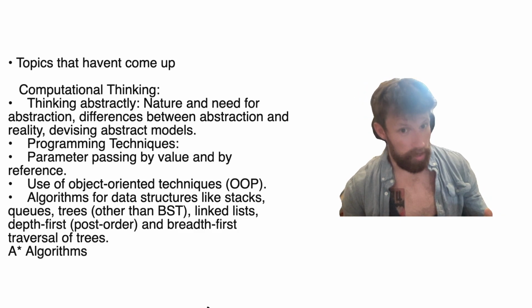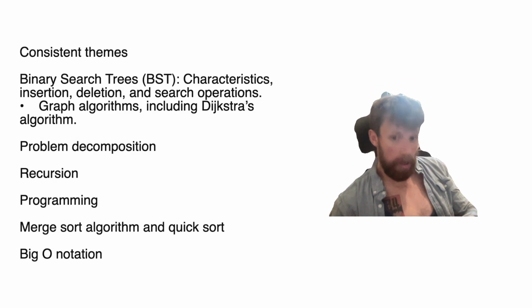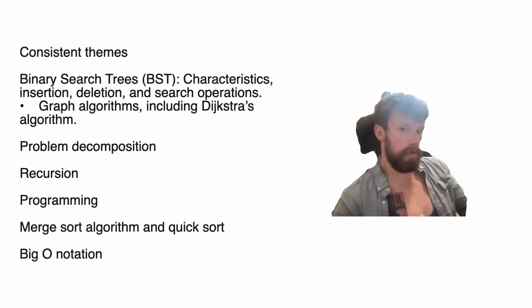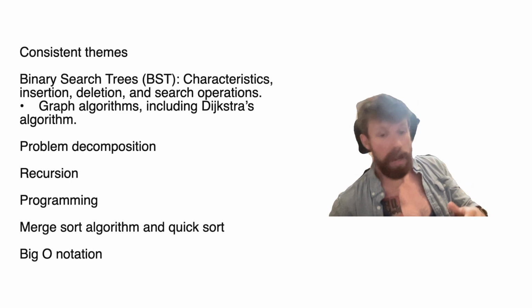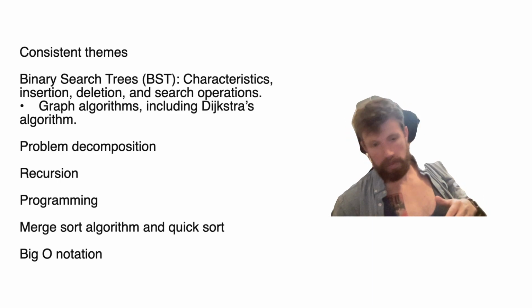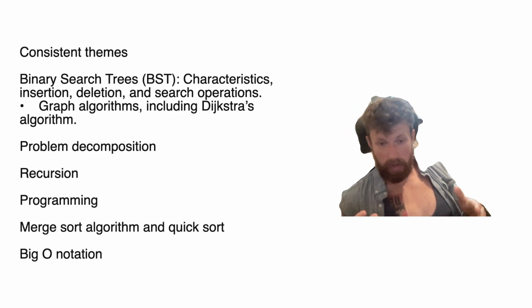So the topics that haven't come up are thinking abstractly, OOP, data structures such as stacks, queues, and also A-star algorithms. To add to the topics which haven't come up, we're also going to go for consistent themes that come up. I've had a look through all of the different papers from previous years, and the common themes that seem to come up are binary search trees, Dijkstra's, recursion, general programming, merge sort and quick sort, and the big O notation. The rest of the video is going to be a collection of predicted paper questions, past paper questions on all of these different topics.